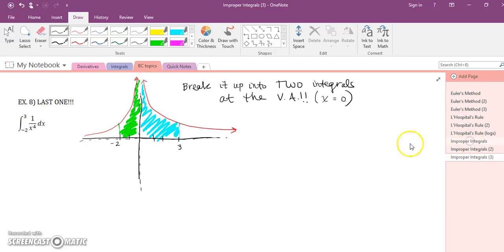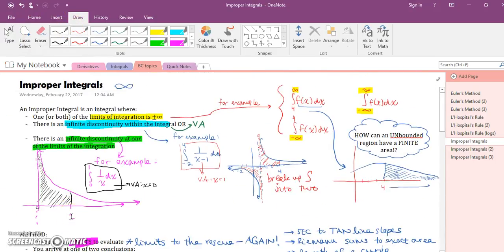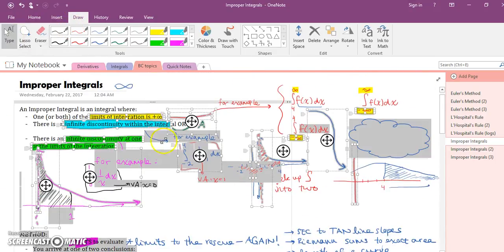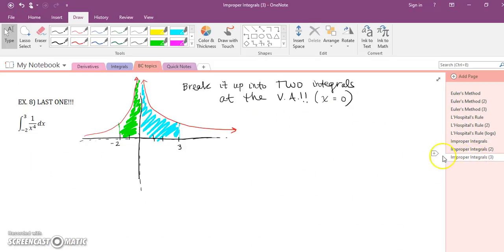Our last example is the last type of improper integral. So there's an infinite discontinuity within the integral. So this type right here, usually there's a vertical asymptote within your left and right limits of integration. So I'm going to go from -2 to 3 of 1 over x to the 4th. Now 1 over x to the 4th is drawn in red, not perfectly, but it's a sketch of it. I'm going from -2 to 3. There's a vertical asymptote at 0 right here that's cutting this area in half.